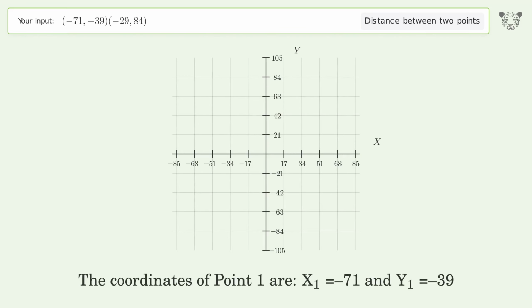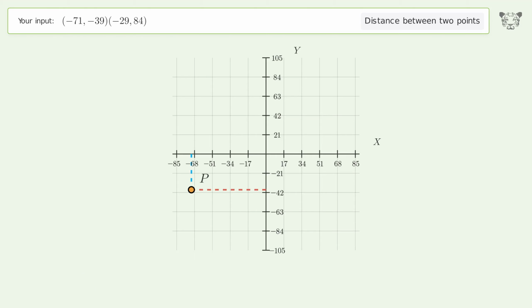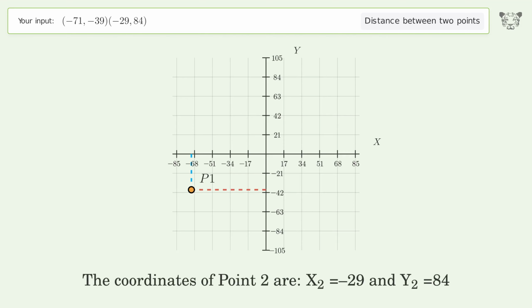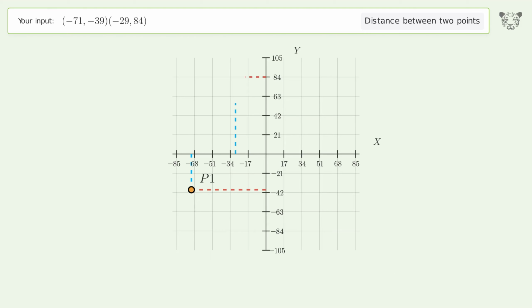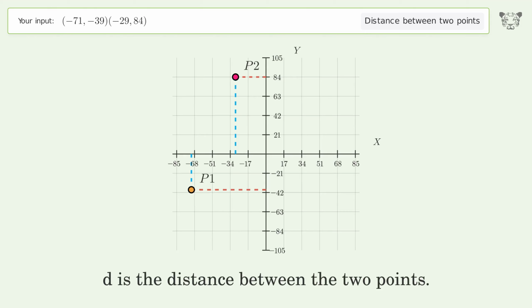The coordinates of point 1 are x1 equals -71 and y1 equals -39. The coordinates of point 2 are x2 equals -29 and y2 equals 84. D is the distance between the 2 points.